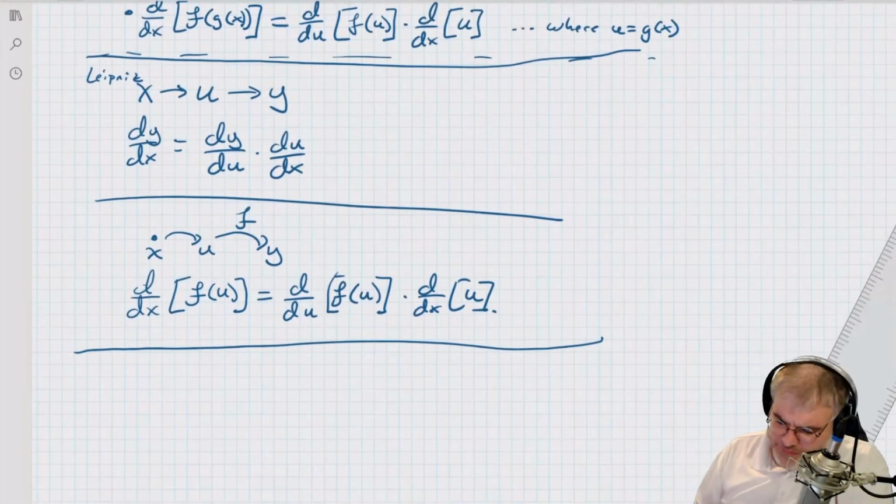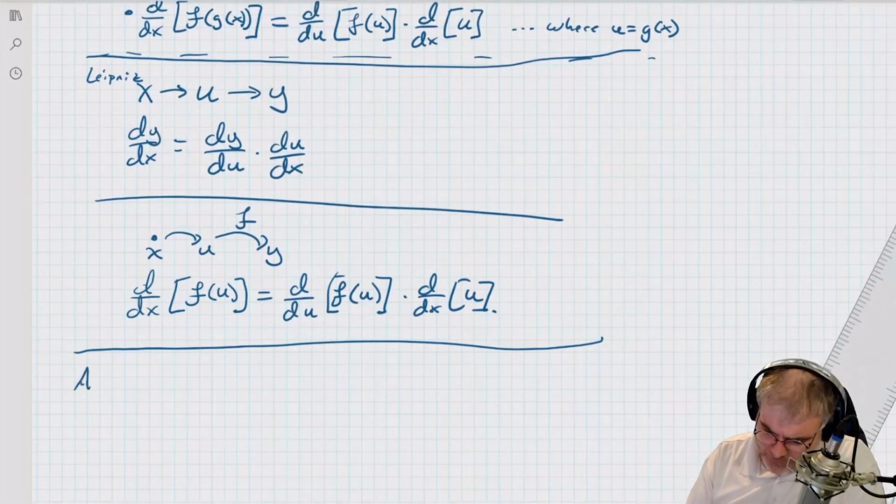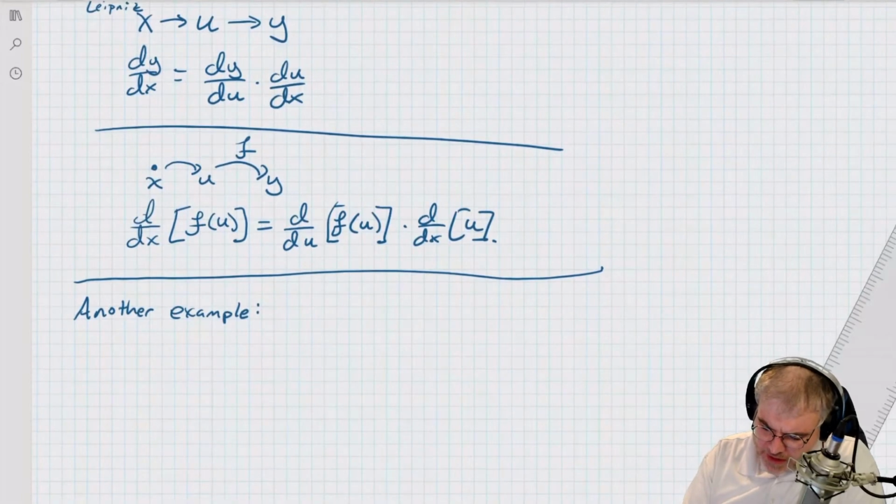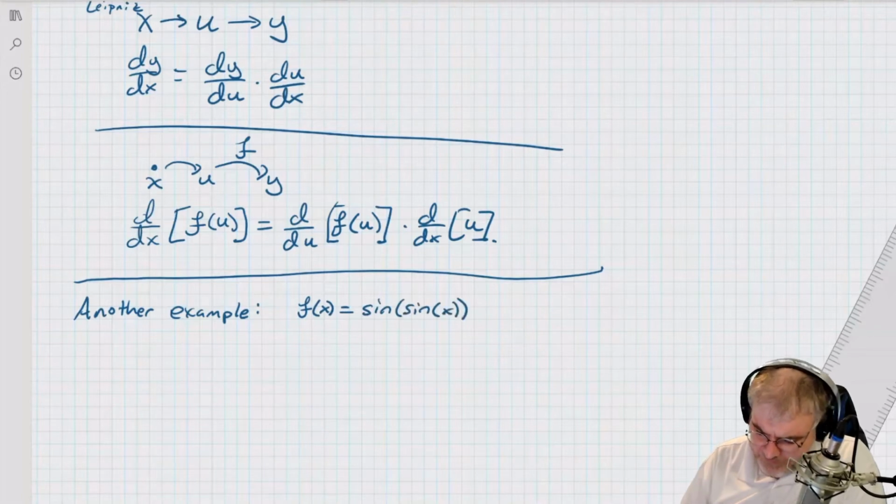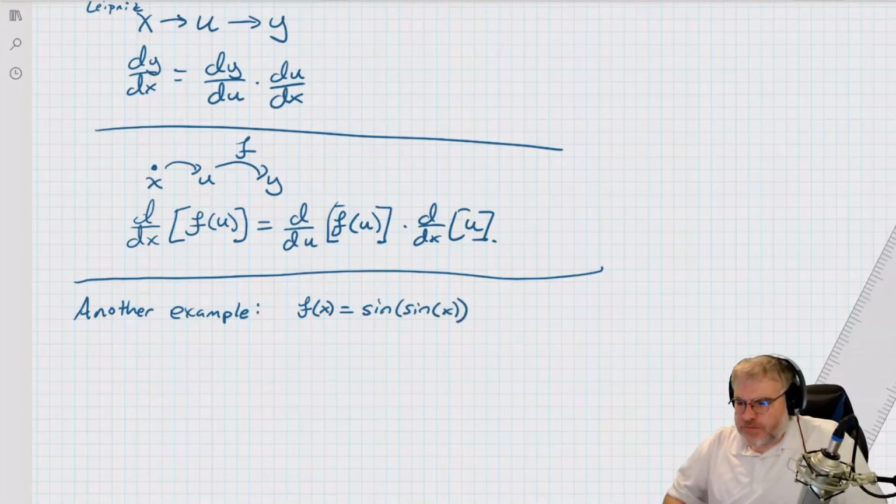Let's look at another example. Okay. So let's do f of x equals sine of x.